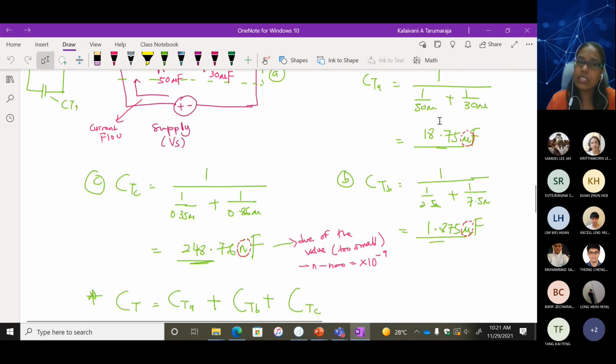On the C part, you can see the value is very, very small. Micro means 10 to the power of -6, nano means 10 to the power of -9. When you compare the values, the C part gives the smallest value compared to the A part and the B part. So in this part just put it in nano, although anyone who did it in micro can also be accepted.